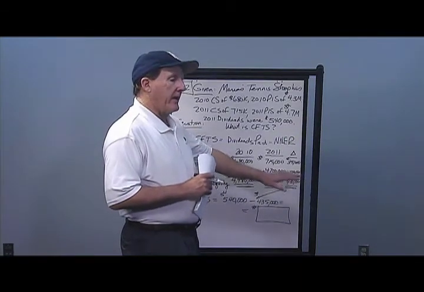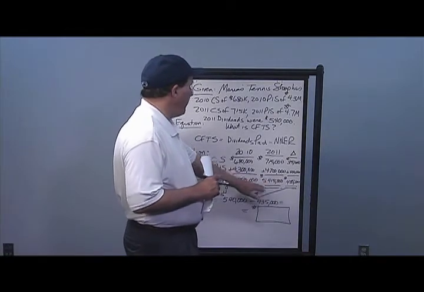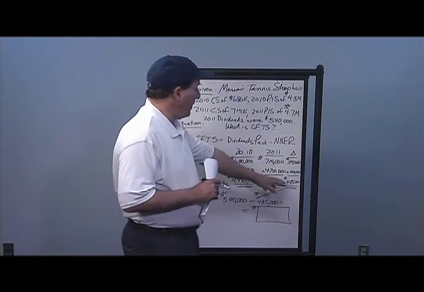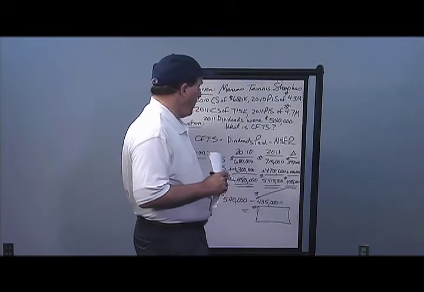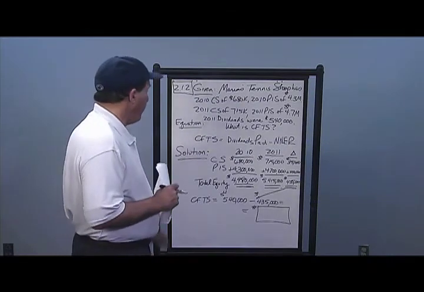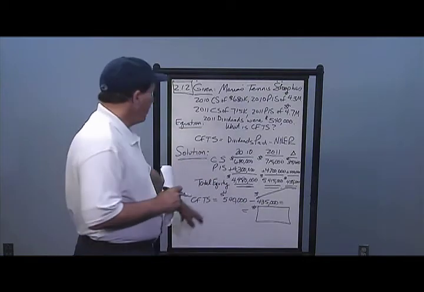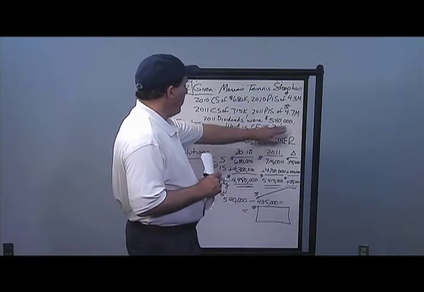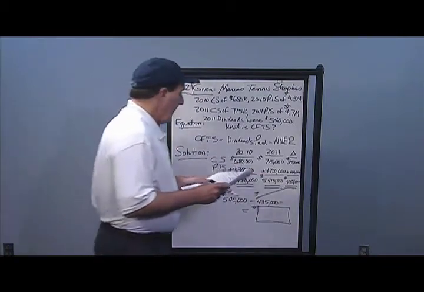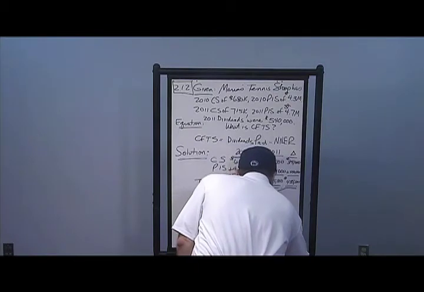I want to calculate my net new equity raised by taking the delta between the two. So I take my 5415 of 2011 minus 4980 for 2010. I get a delta net new equity raised of $435,000. Then I subtract that from my dividends paid of $540,000. So my cash flow to stockholders is dividends paid $540,000 minus net new equity raised $435,000, and I get an answer of CFTS of $105,000.